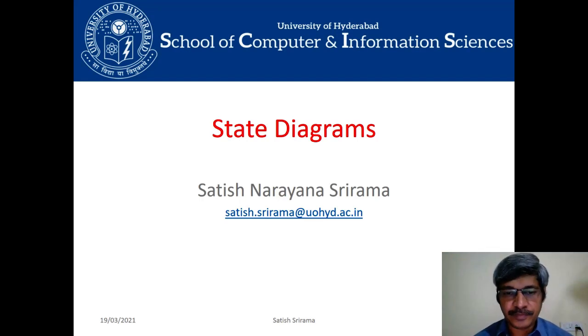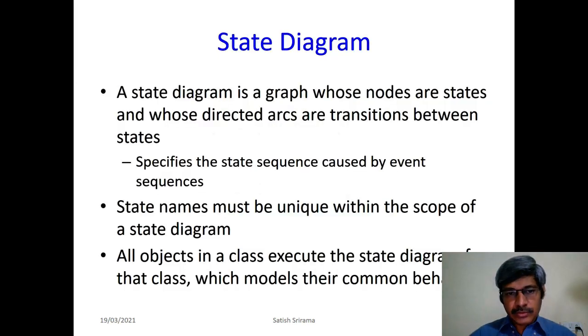Good evening, everyone. In this video, we'll be talking about state diagrams. A state diagram is a graph whose nodes are the states. We have discussed states in the previous video, and its directed arcs are the transitions between the states. We have even seen a basic example with the states and the transitions happening between them.